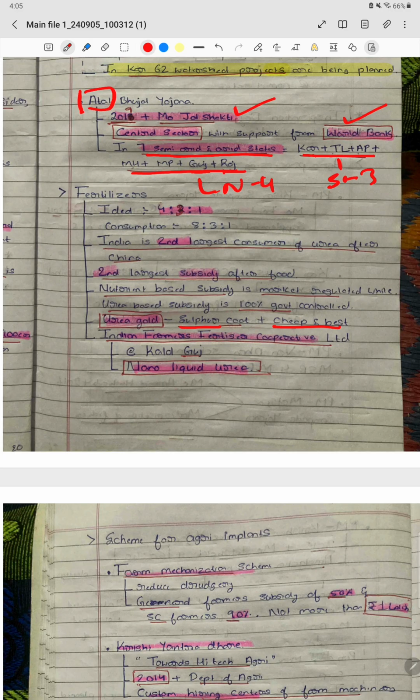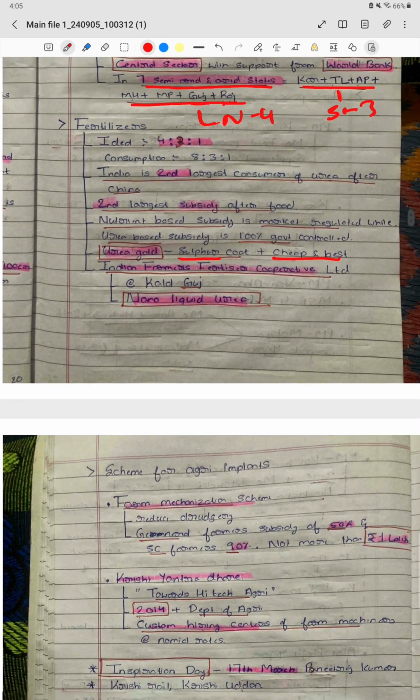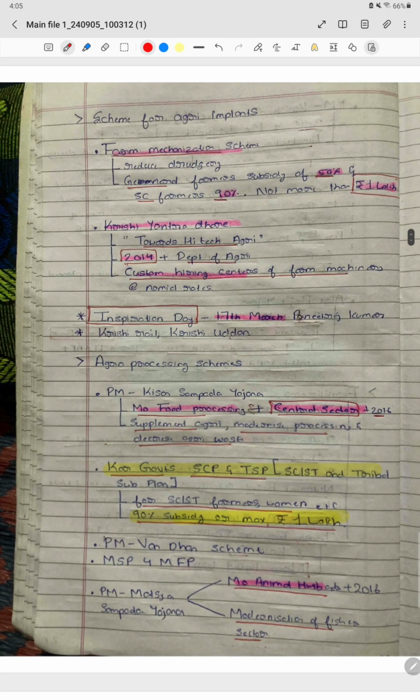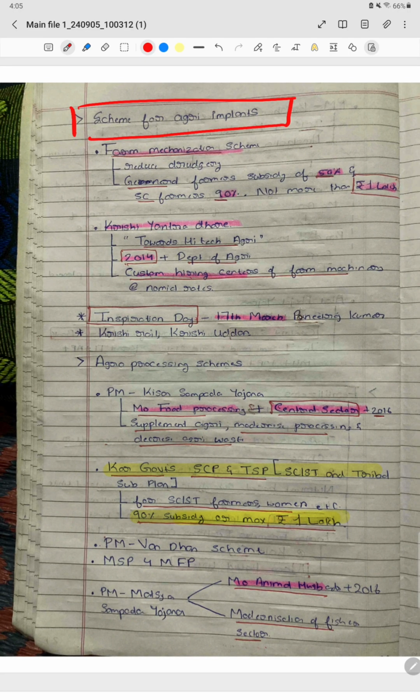And then we have IFFCO, that is Indian Farmers Fertiliser Cooperative Limited. This has been established in Gujarat and it has developed a nano liquid urea. Basically, instead of using one big bag of urea, they are giving urea in a very small bottle, so we can substitute one for the other. So put this urea in water and then use it. Then we have some schemes for agricultural impacts, means mechanization.